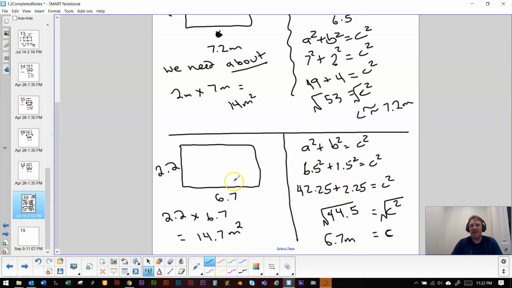So this was the exact calculation down here, and up top was our estimate. And it looks like our estimate was pretty darn good. We estimated that we needed 14 meters squared, and when we did all the math and did everything with a calculator, we came up with 14.7 meters squared. So we were pretty close. All right, that should be enough information for you to complete the exercises in the text for Unit 1.2.